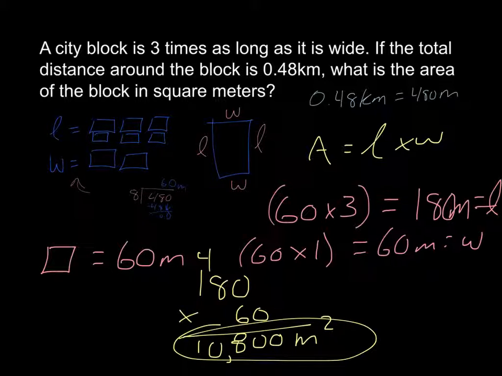Remember, area and perimeter are different units. The perimeter is going to be meters, the area is going to be meters squared, and I could convert this into kilometers, but the question asks in square meters.